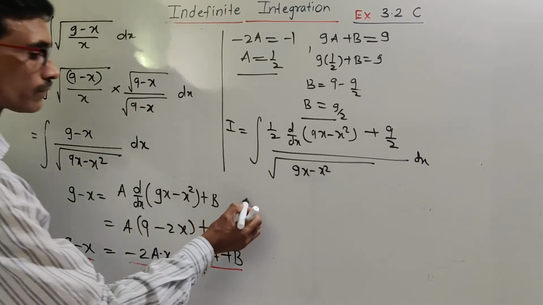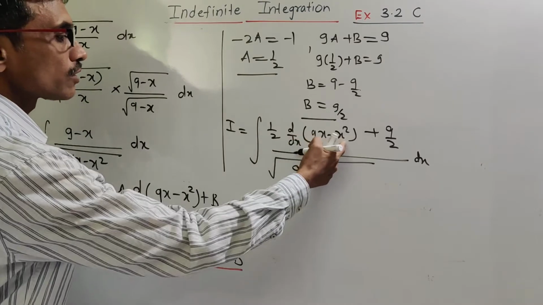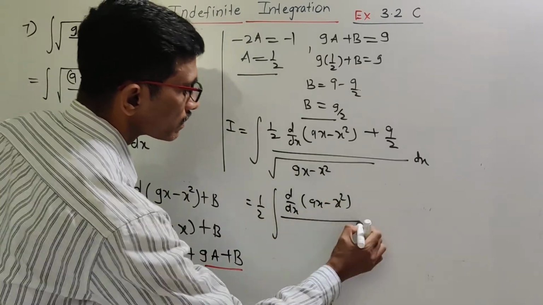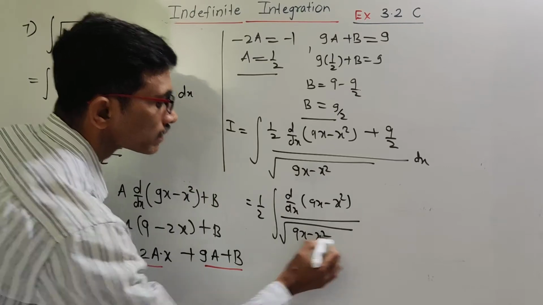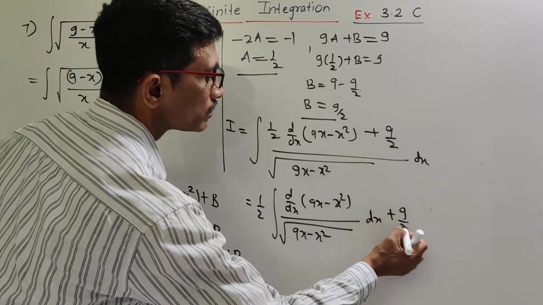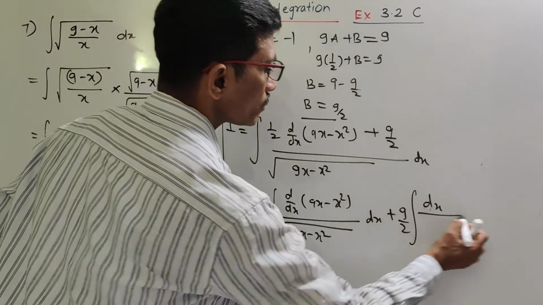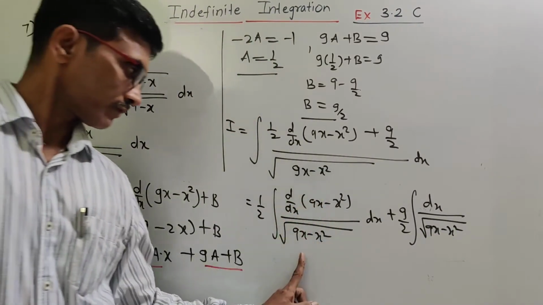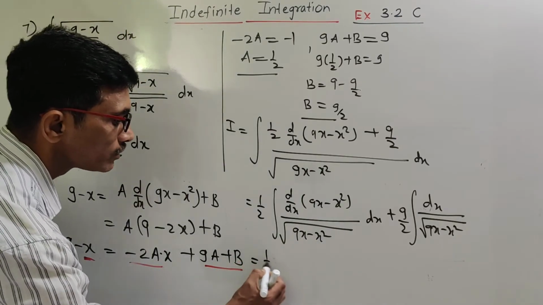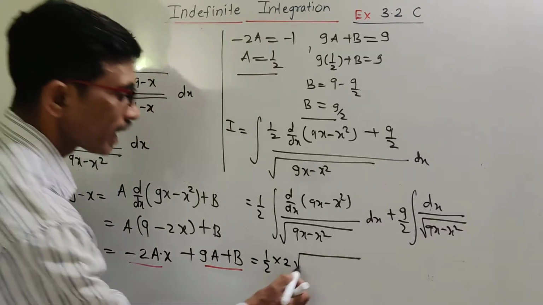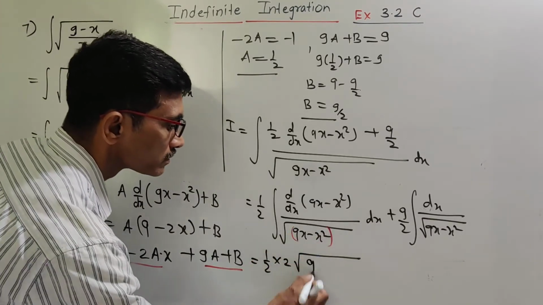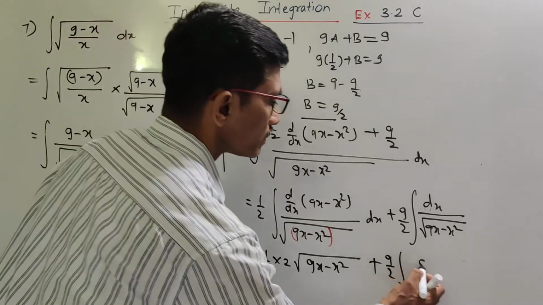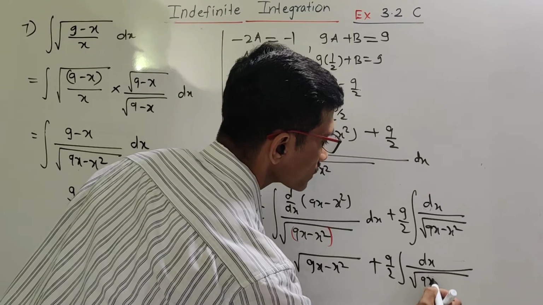You have to separate this. 1 by 2 is a constant, integral d dx of 9x minus x square upon root of 9x minus x square dx, plus 9 by 2 integral dx upon root of 9x minus x square. The integral of f dash of x upon root fx is 2 root fx. So 1 by 2 into 2 root of 9x minus x square, where fx is this, plus 9 by 2 integral dx upon root of 9x minus x square.